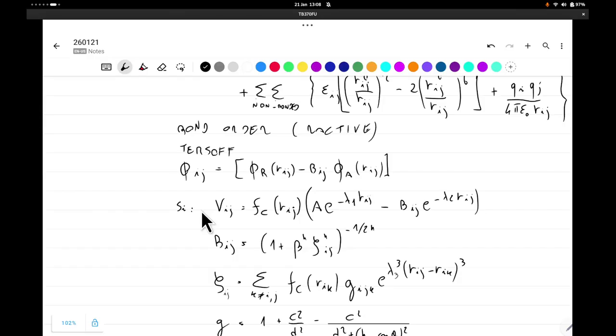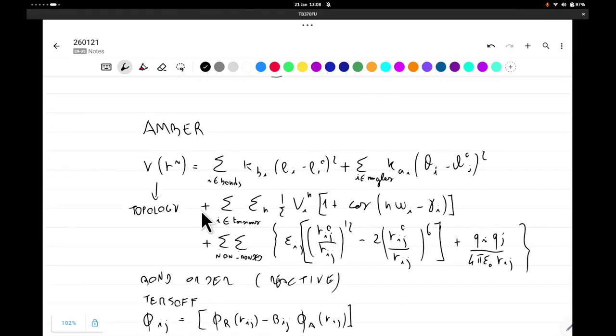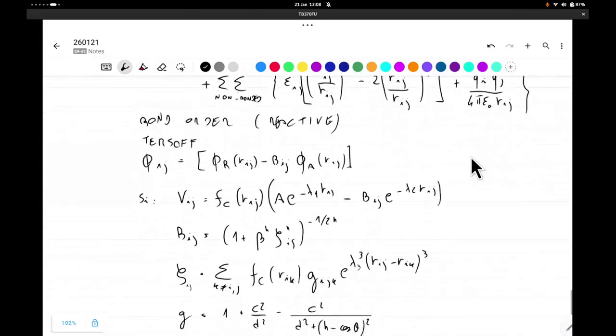Also known as reactive potentials. So the big drawback of force fields, or potentials like Amber, is that you cannot change topology. You not only have to infer it, but there is no description of a bond breaking, because this would always stay harmonic, and there is no description of what happens.